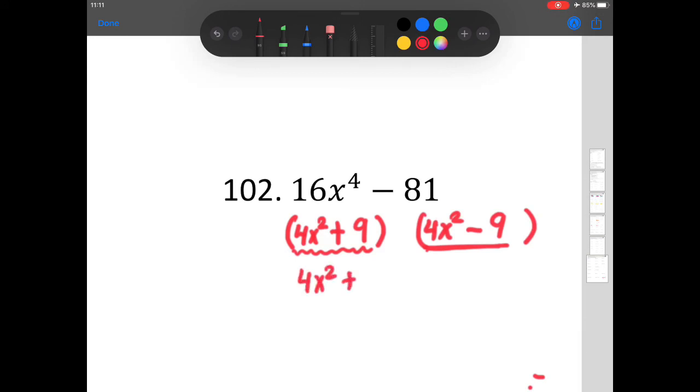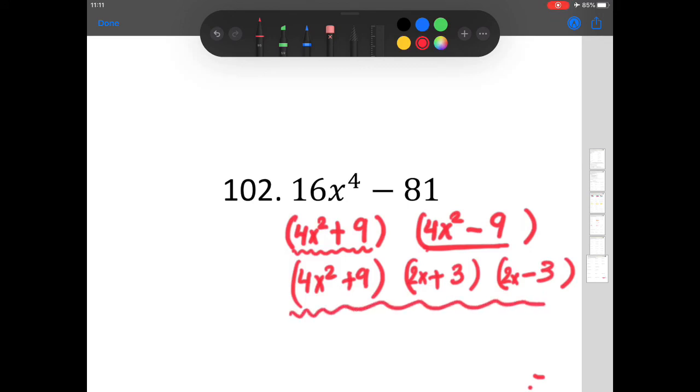So I'm going to bring down my first parentheses as it is. And this one would be plus and minus. The square root of 4x squared is 2x. And this would be 3. So that's your final answer.